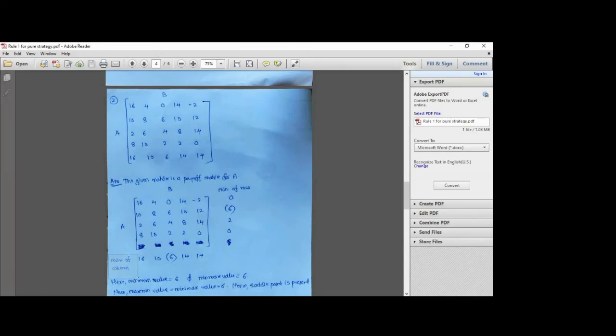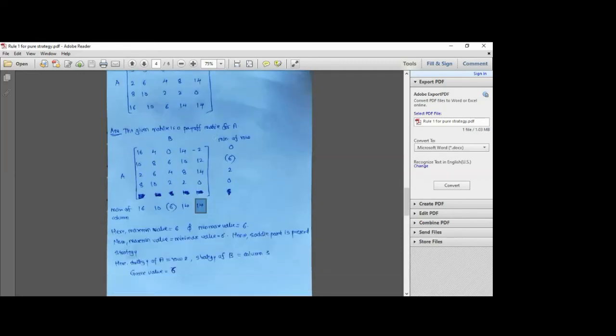Similarly, I have found the maximum of the columns. The maximum amongst column 1 is 16, that is written here. The maximum of column 2 is 10, written here. The maximum of column 3 is 6, written here. The maximum of this column is 14, written here, and the maximum along this last column is 14, written here.